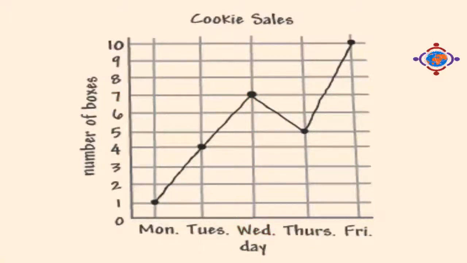How many did I sell on Thursday? I sold 5 boxes. When did I sell the most boxes? On Friday. You can tell easily because Friday's point is the highest on the line graph.